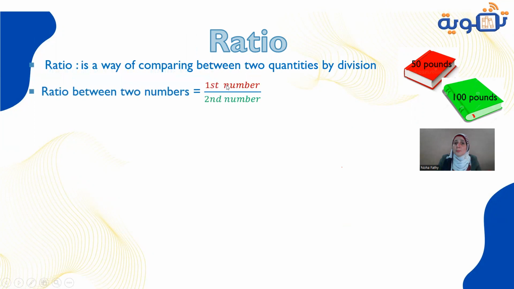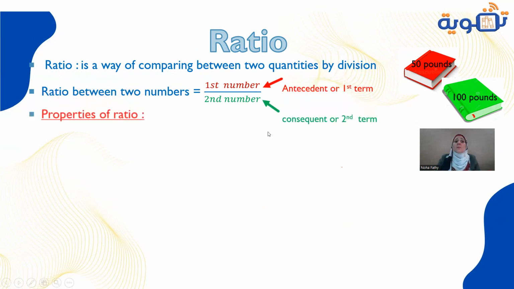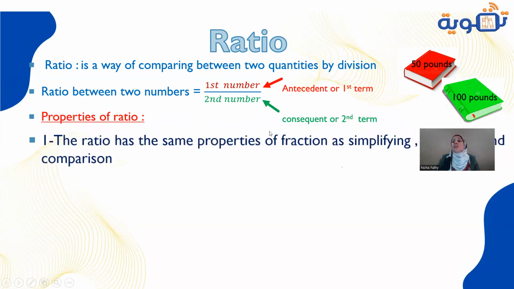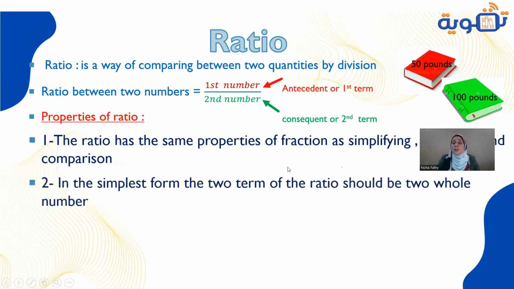For the ratio between two numbers, we have a first number and a second number. If you want to make a ratio between two numbers, just divide the first number over the second number. The first number is called the antecedent or first term. The second number is called the consequent or second term. Properties of the ratio take the same properties of the fraction, such as simplifying, reduction, and comparison. This means I can simplify a ratio like a fraction.